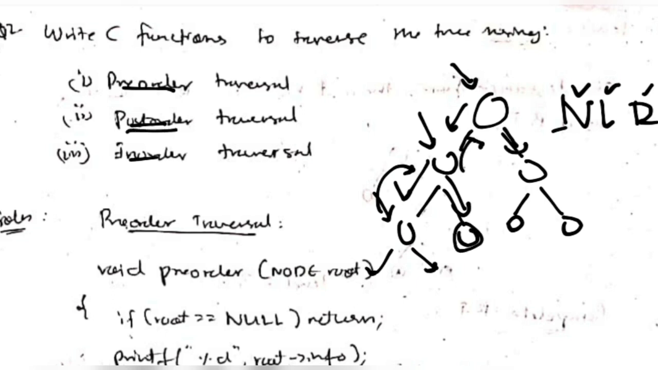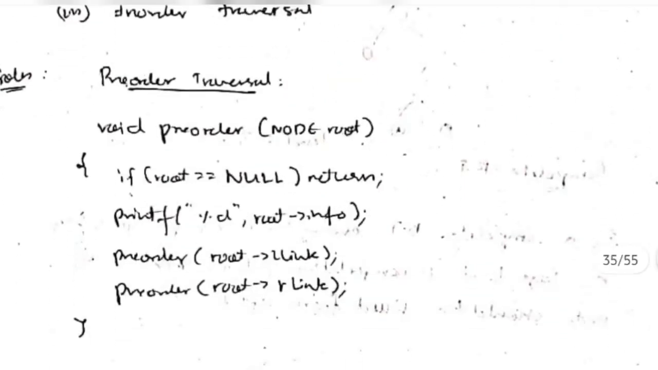For post order it is L R N. First we will move left, then right, then at last we will print the node. And for in order it is L N R. Okay, so the same things are here.